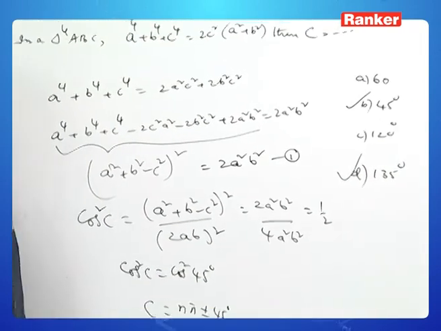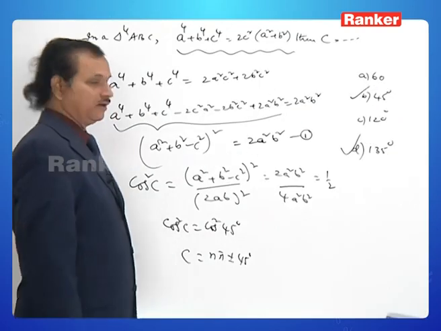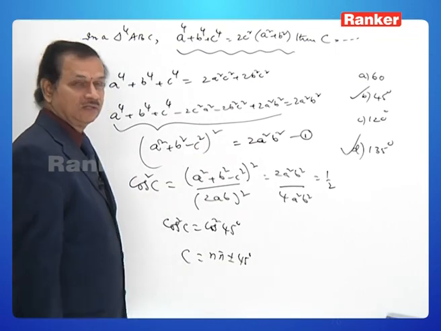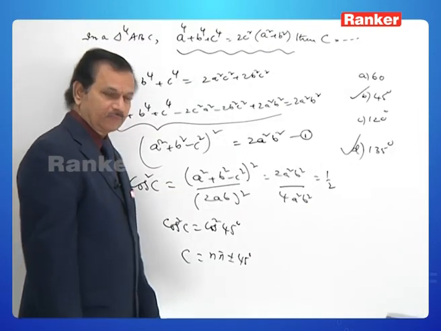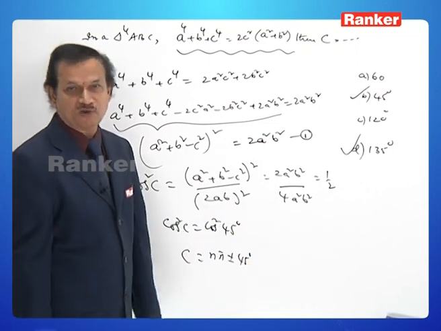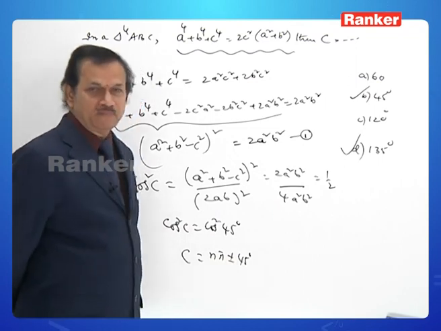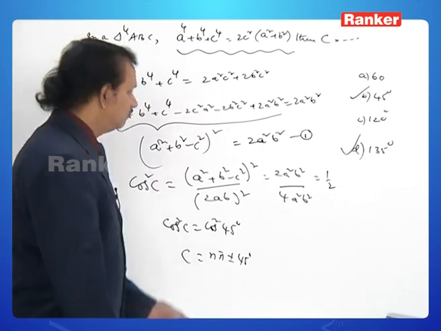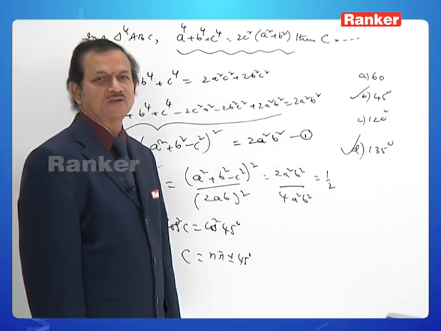So, by making use of the given condition a power 4 plus b power 4 plus c power 4, we are able to get a condition connecting a square, b square and c square like this. Of course, it could be directly used to get cos square c. Cos square c is equal to 1 by 2. That is cos square c is equal to cos square 45 degrees, and c is equal to n pi plus or minus 45 degrees. By making use of that, we get the answer to be 45 degrees or 135 degrees. That is pi by 4 or 3 pi by 4 is the right answer.